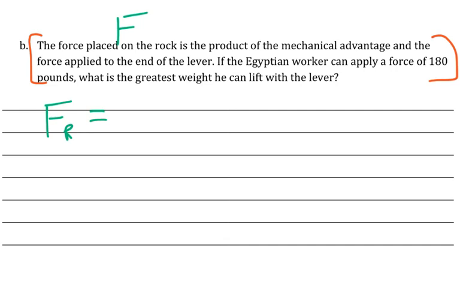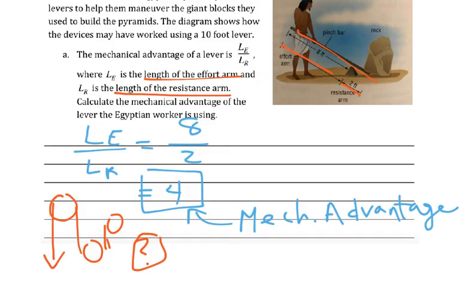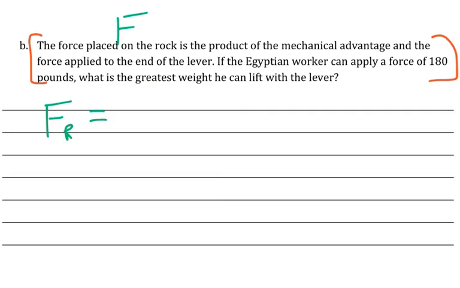Now, we weren't told what variable to use for mechanical advantage, but in the previous problem, we figured out that it was 4. So I've written 4 for the mechanical advantage, as well as the force applied to the end of the lever. So maybe I'll put F-E for end. And when I see the word product, that tells me I'm going to be multiplying these two guys.